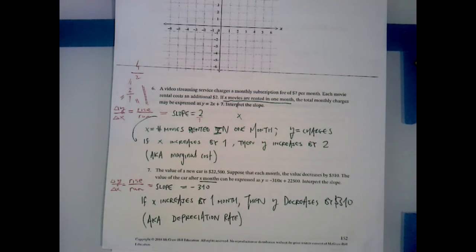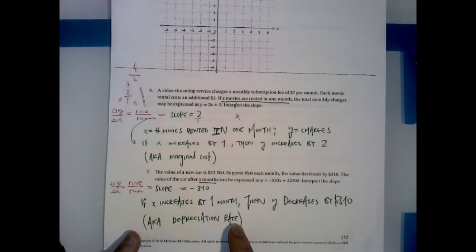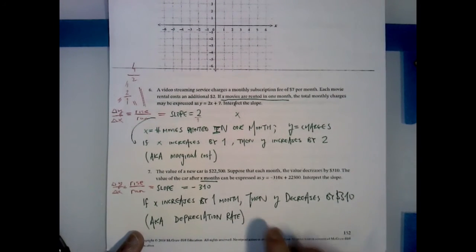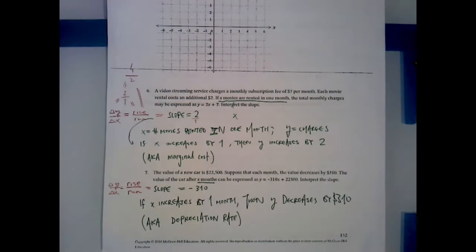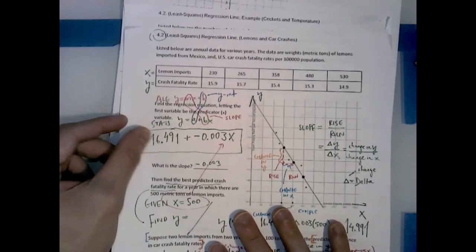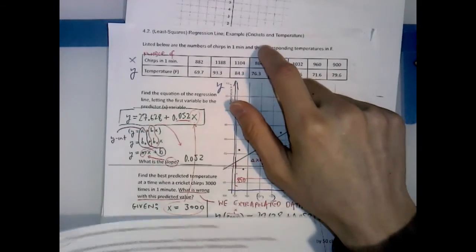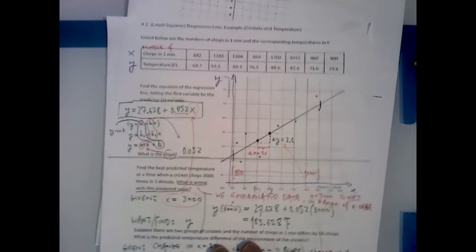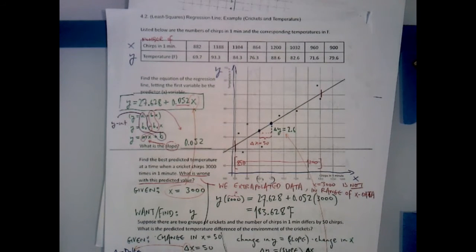Usually it gets a little bit complicated to think about slope that way, so we try to get some convenient numbers. Now I'm going to go back to some of the examples that we talked about earlier. These are the crickets and temperature, and also the lemon and car crashes. This one we did in class on Zoom. The crickets and temperature I did on a separate YouTube video that will be in the description if you want to look at that.